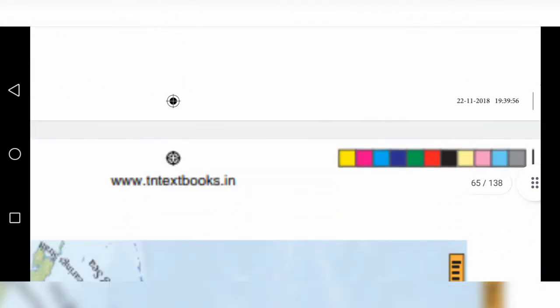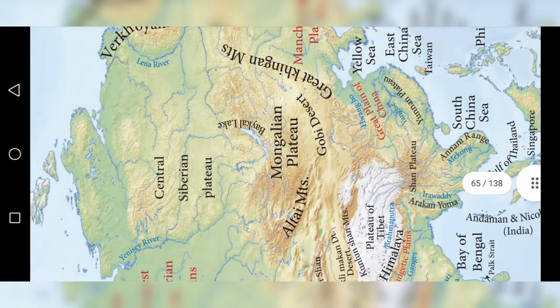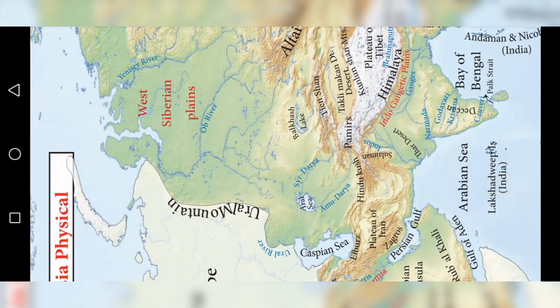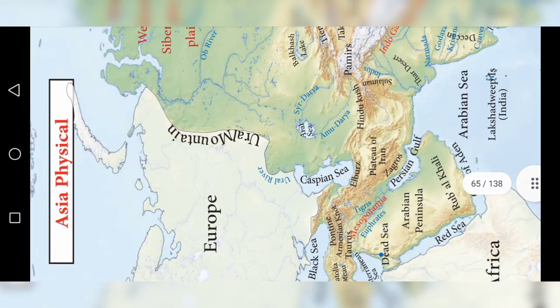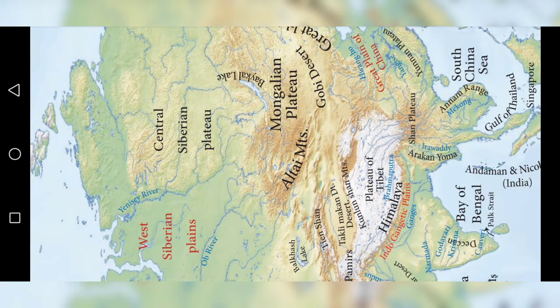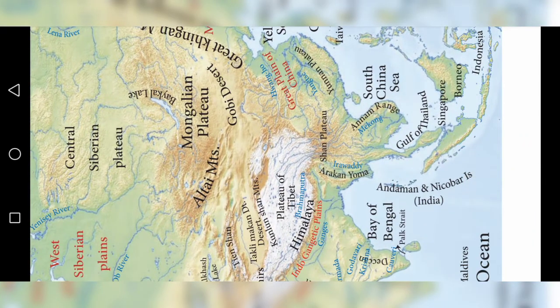Okay, next one, children, we are going to see the Asian physical map. Here the Ural Mountains are present between Asia and Europe, in the west direction. And here are the West Siberian Plain, Central Siberian Plain, and Manchurian Plains, and here the Himalayas and the Indo-Gangetic Plain.